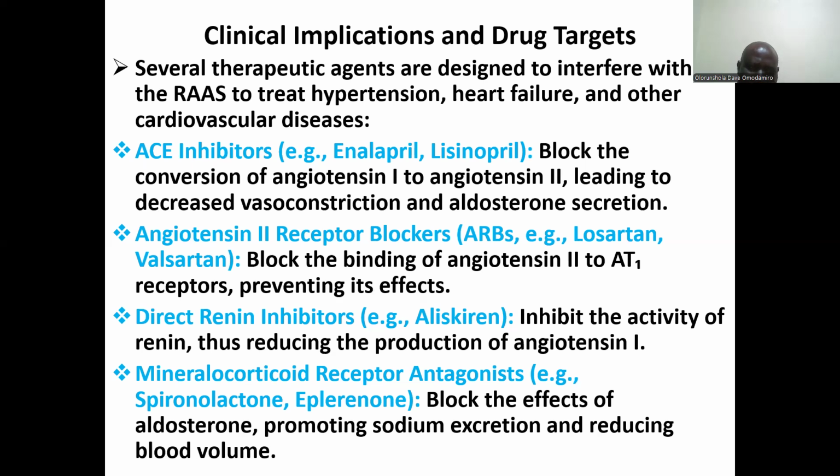And the fourth intervention is using mineralocorticoid receptor antagonists like spironolactone, which block the effect of aldosterone, promoting sodium excretion and reducing blood volume. These are what I think at this level we want you to know about angiotensinogen.